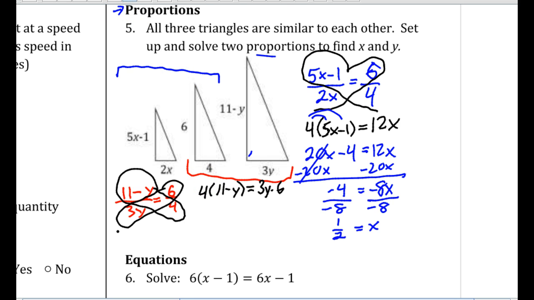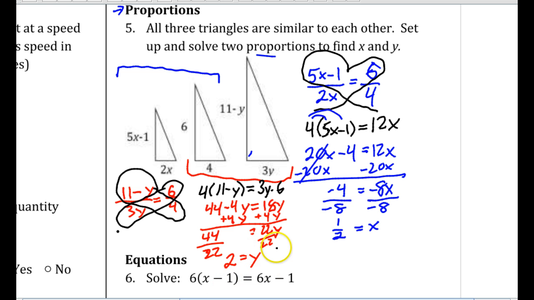Okay, so let's distribute. We'll have 44 minus 4y equals 18y. Add 4y to both sides. So 44 equals 22 times what? And just by dividing, you can see that y equals 2. There's our two solutions for x and y.